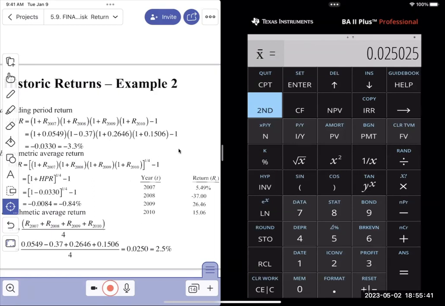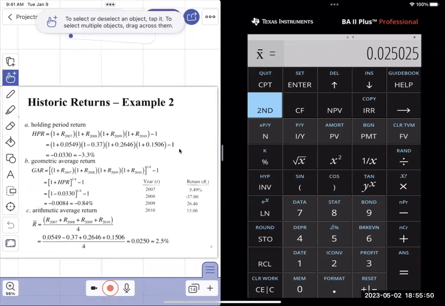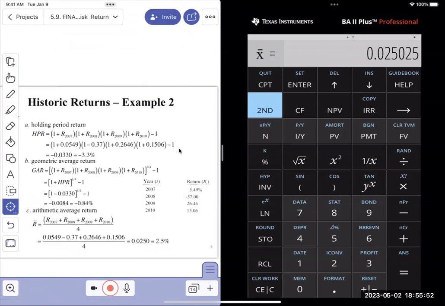All right, so one achievement is getting these calculations, and the next is the interpretation. So what did we find? We found that $1 invested in 2007 would result in a loss. For every dollar invested, you lose 3.3 cents.